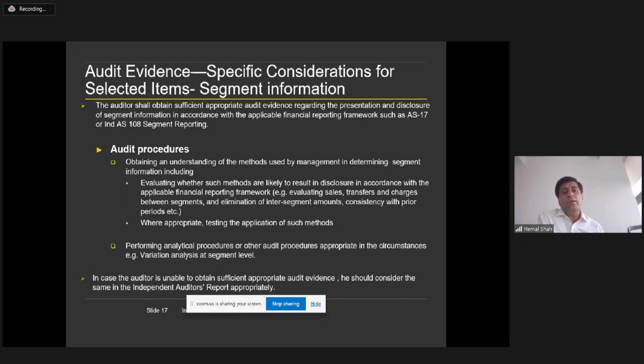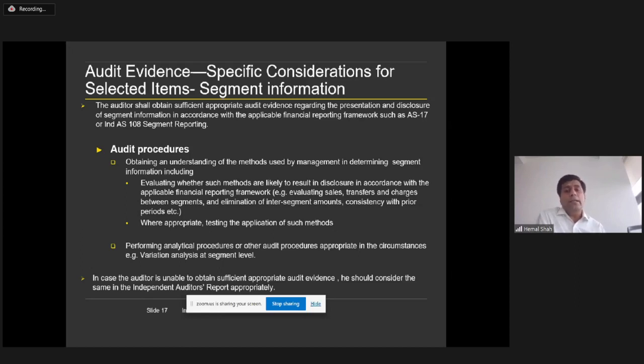Whereas Ind AS 108 on segment reporting talks about the internal design and structuring of the segment, which is given to the CODM, Chief Operating Decision Maker. How the segments are given to the Chief Operating Decision Maker, and based on that only, the same information needs to be given to the shareholder. So the auditor needs to see what are the methods used by the management in determining the segment information, evaluating whether such methods are likely to result in disclosure in accordance with the reporting framework, if it is consistent with the accounting policy, and if the methods are consistently applied or not.